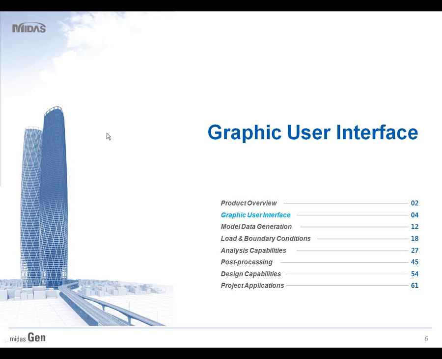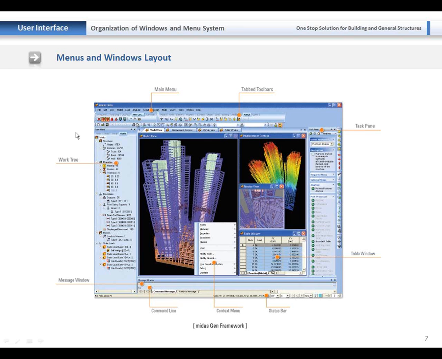So let's see the graphic user interface first. This shows the framework of Midas Gen. This is the worktree. Using this worktree, we can check all the entered data, and for assigning boundary conditions or loads, we can simply drag and drop from the worktree to assign them. So it reduces our modeling time, and also it reduces our modeling mistakes as well.